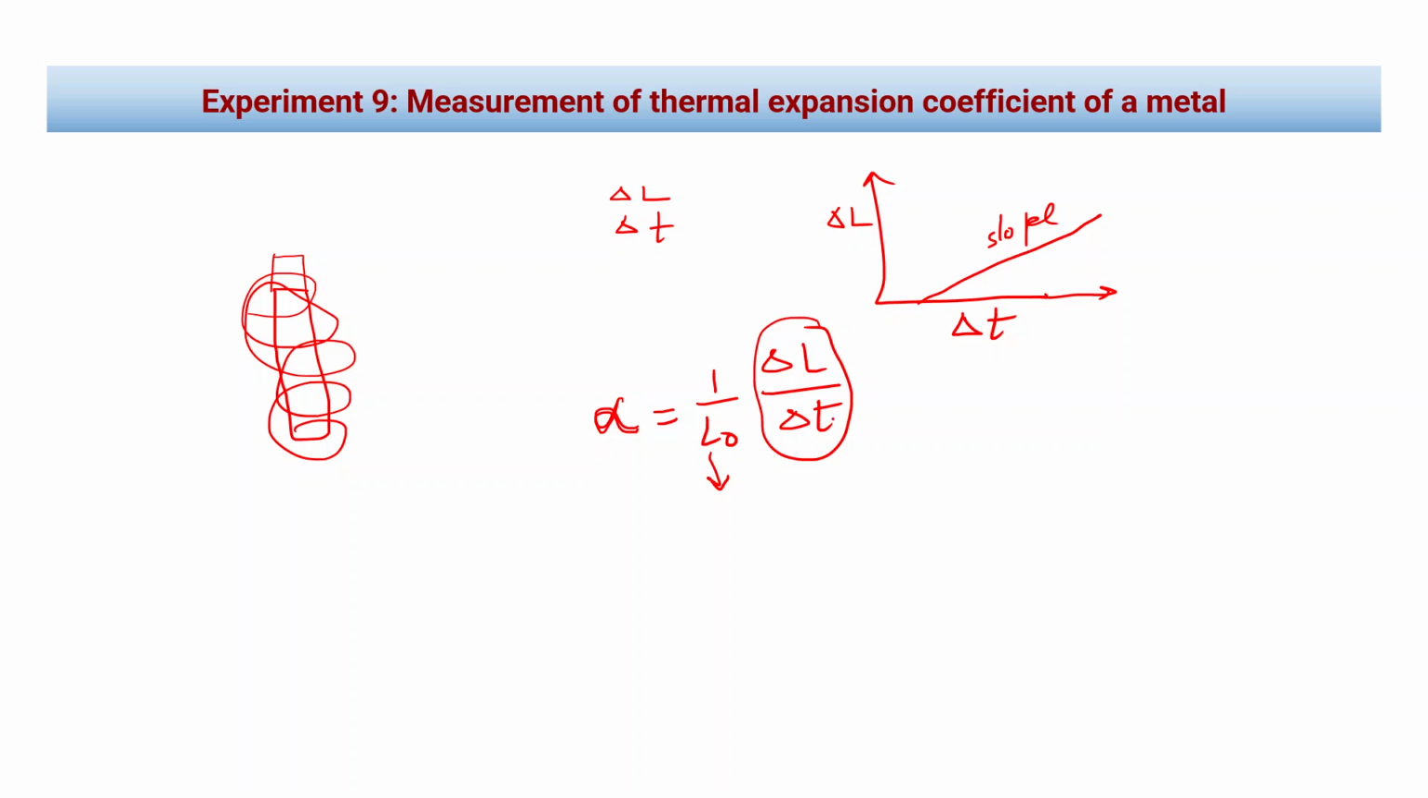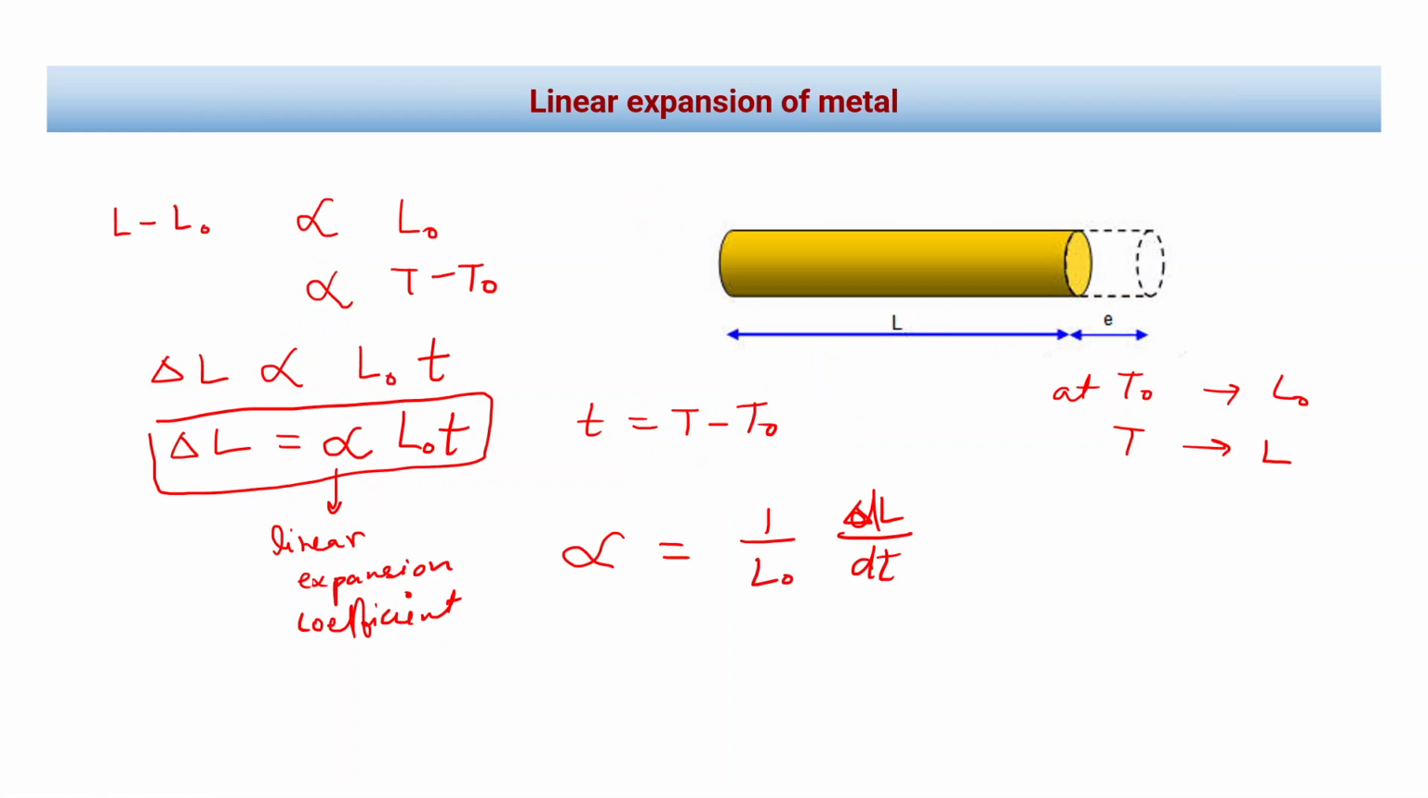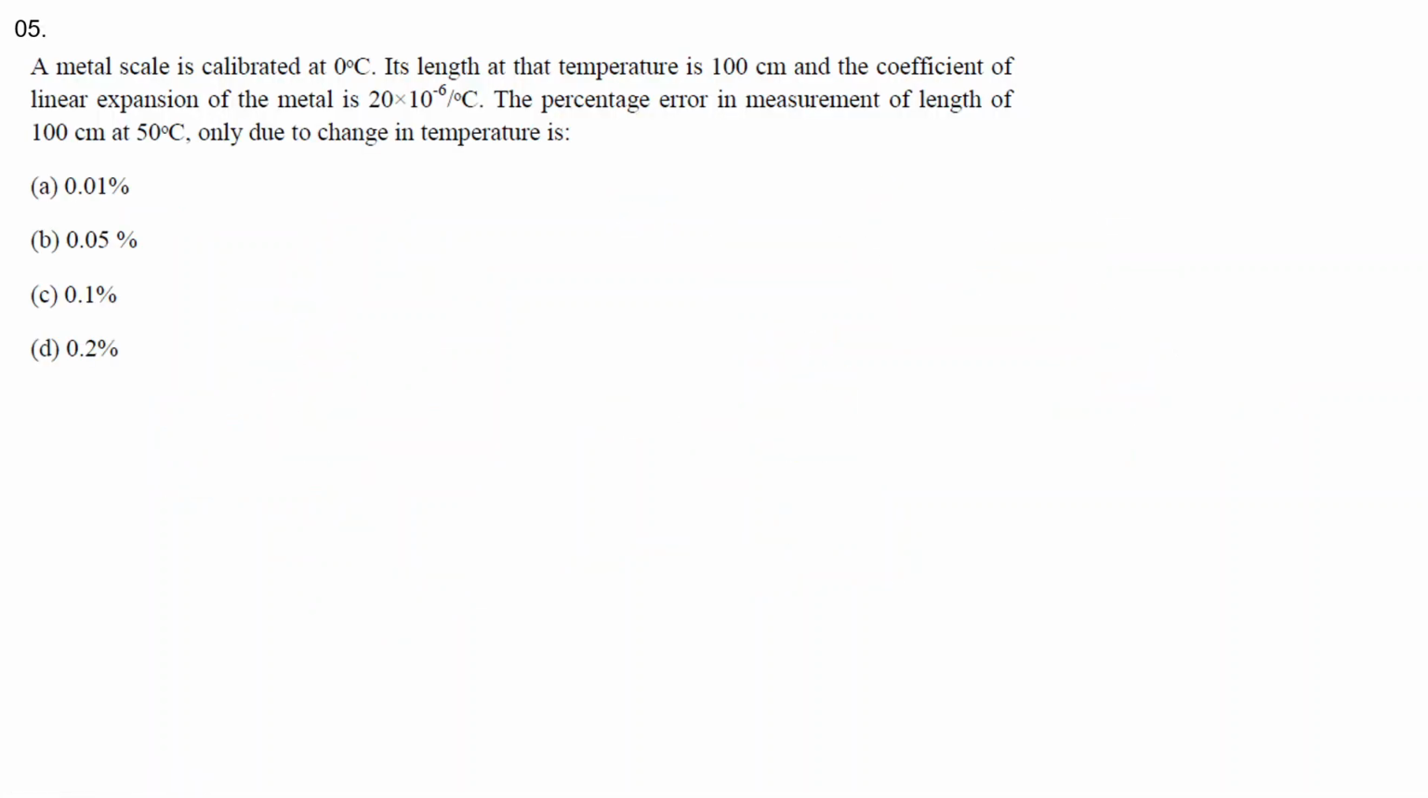We will perform this for different temperatures and different expansions, and then taking the average, we can say whatever value we calculate is the thermal expansion coefficient for this particular material. So this was the experiment, and this is the basic working formula for this setup. Now let's try to solve some questions.